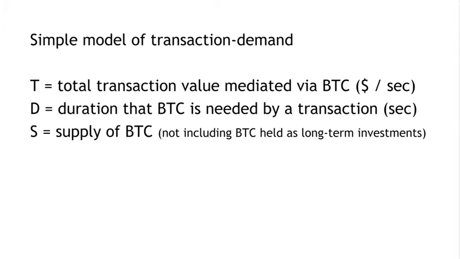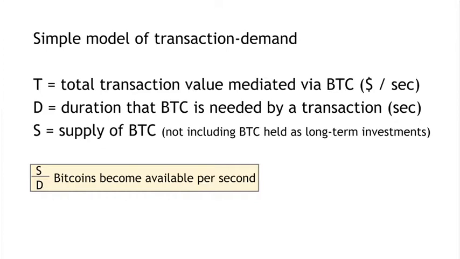We're going to say D is equal to the duration of time that Bitcoins need to be held out of circulation in order to mediate a transaction. That's the time from when the payer buys the Bitcoins to when the receiver is able to sell them back into the market, and we'll measure that in seconds. And then S is going to be the supply of Bitcoins that are available for this purchase. That's going to be all the Bitcoins that exist, that is all of the hard currency Bitcoins, all of the 13.1 million or eventually up to 21 million Bitcoins, not including those that are held out by people as long-term investments. So at any point in time, there's some supply of Bitcoins that are sloshing around and available for this purpose.